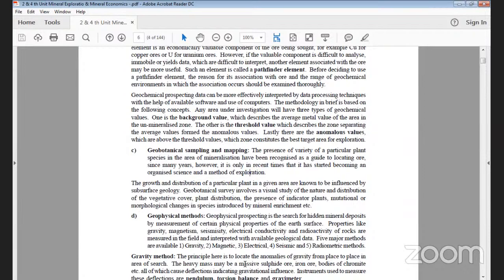So here geologically, we can see the variations. The growth and the distribution are different, and they are influenced by the subsurface geology. Geobotanical surveys involve visual study of the nature and distribution of the vegetative cover, the plant distribution, the presence of indicator plants, mutational or morphological changes in the species introduced by mineral enrichment, etc. Then coming to the geophysical methods.